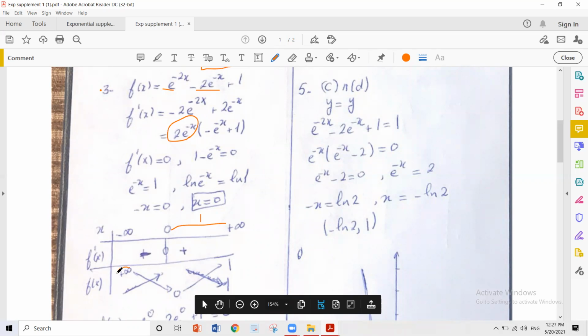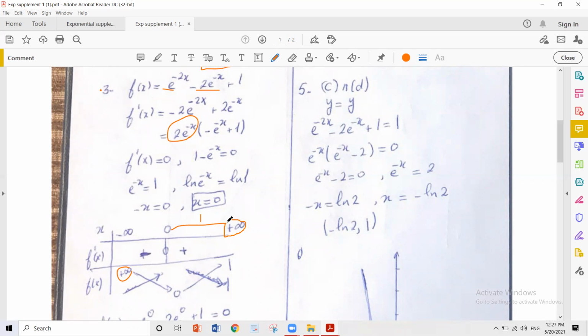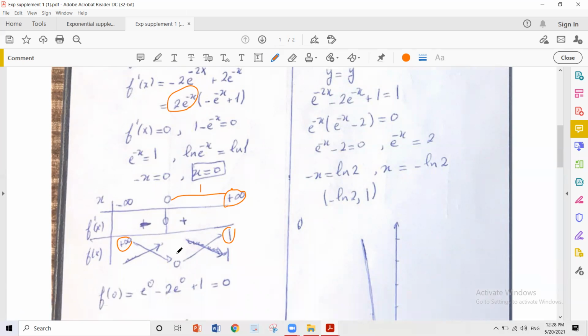At minus infinity, we get plus infinity. At plus infinity, the limit is 1. But I need to know the sign of the derivative, so I take 1 and replace it in the derivative in order to know the sign. Yes. f of 0 equals e to the 0 minus 2e to the 0 plus 1, we get 0.